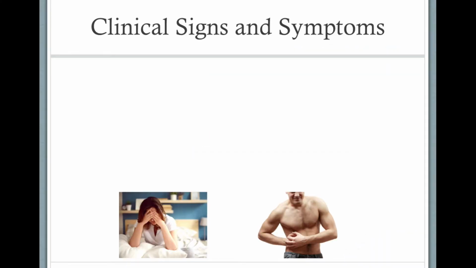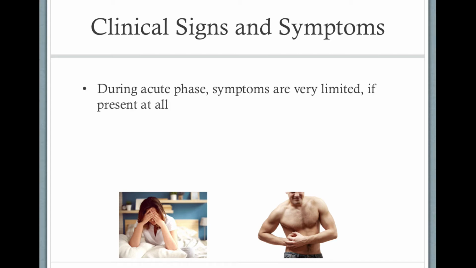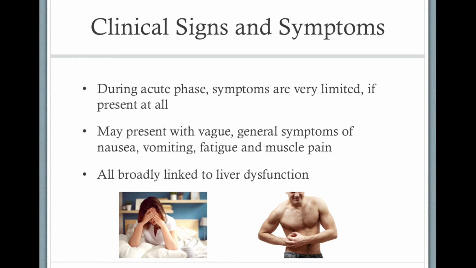Now that we understand the underlying processes, let's link this to some symptoms that may arise. In the acute phase, there are commonly very little, if any, symptoms related to the virus. First symptoms to arise are commonly extrahepatic and involve the joints, muscles, and skin, as well as general symptoms such as fatigue, appetite loss, nausea, and vomiting, all of which are linked to general liver dysfunction.